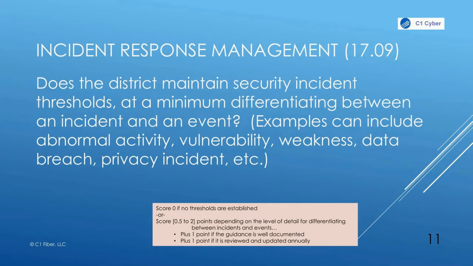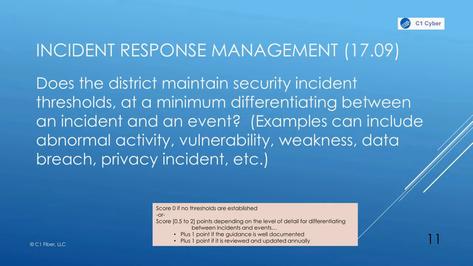Does the district maintain security incident thresholds at a minimum differentiating between an incident and an event? Examples can include abnormal activity, vulnerability, weakness, data breach, privacy incident, etc. An event is an observed change to the normal behavior of a system, such as router ACLs were updated or firewall policy was pushed. An incident is an event that negatively affects the confidentiality, integrity, and/or availability at an organization in a way that impacts the business.